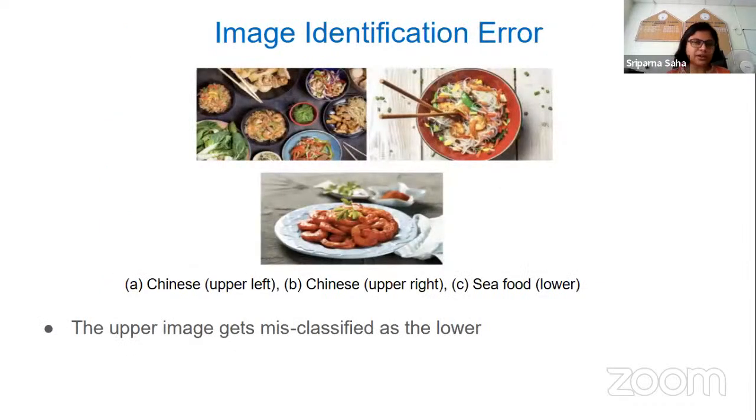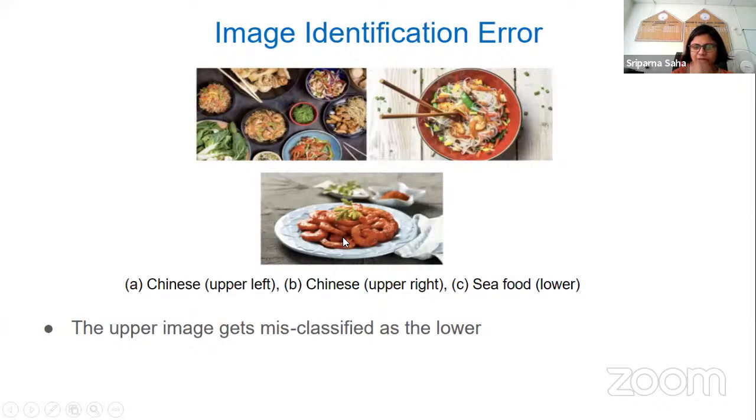So there is some image identification error as well. You can see, for example, if these are the images, here it is a Chinese image, it is also Chinese, this is the seafood. But as the objects remain the same, it's very difficult because there is an overlap between these different categories. The objects in the Chinese food and the seafood are mostly similar. So by seeing these images, it's very difficult to identify the correct category.